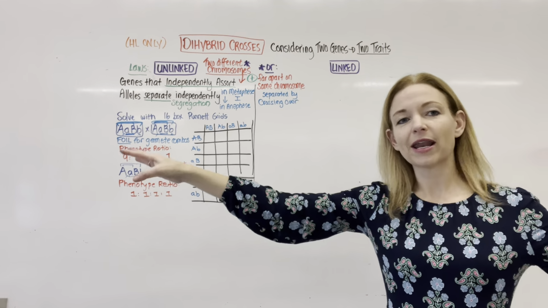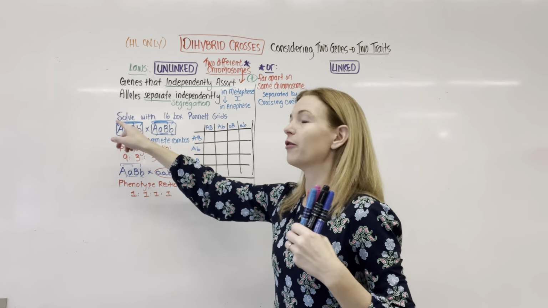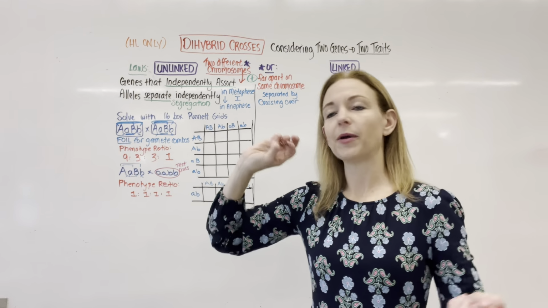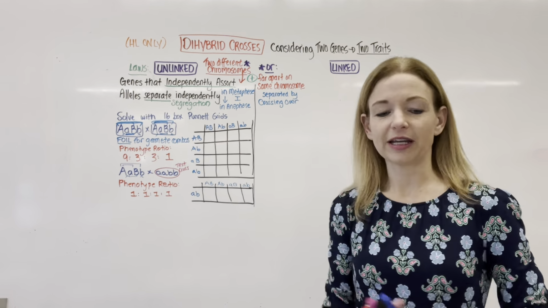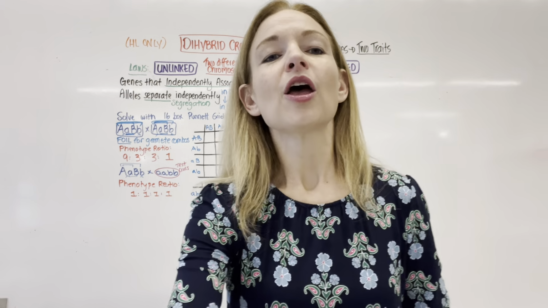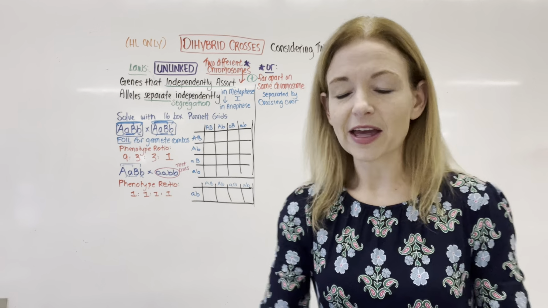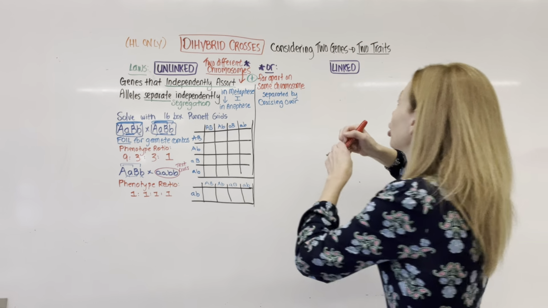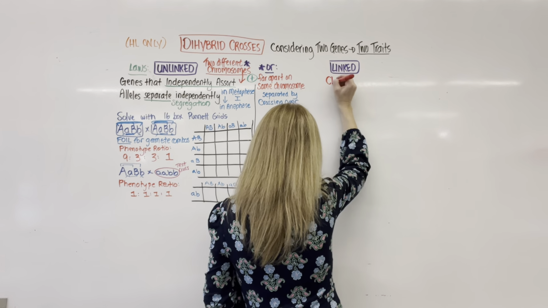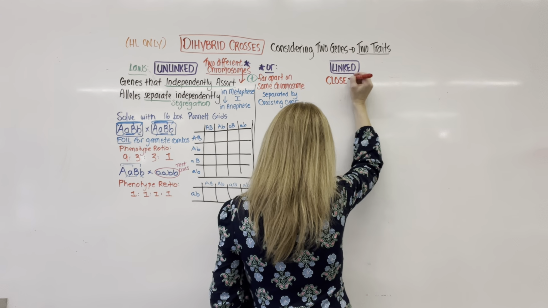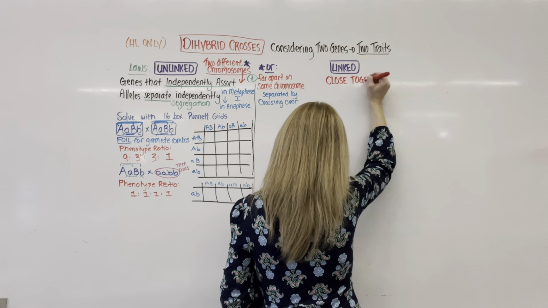Unlinked, one has nothing to do with the other. Whether you give a big A has nothing to do with whether you give a big B, hence why there's 4 different gamete combinations. Okay, so then what do we mean by linked? So now, if they are linked, these are close together on the same chromosome.